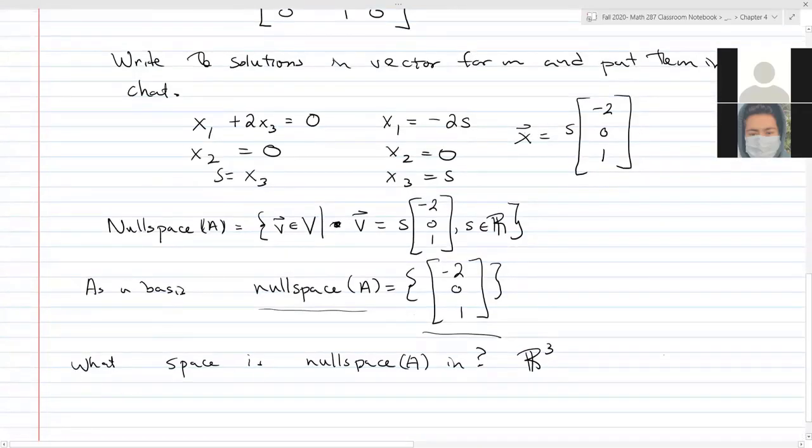So it's a vector in R3, and we want to notice that the null space of A and the row space of A.